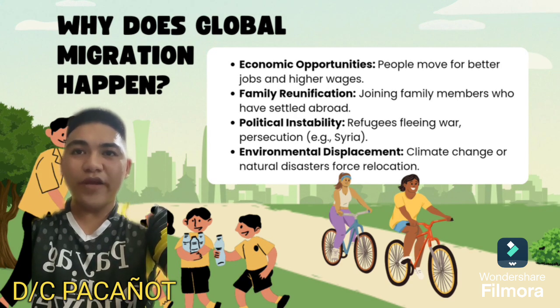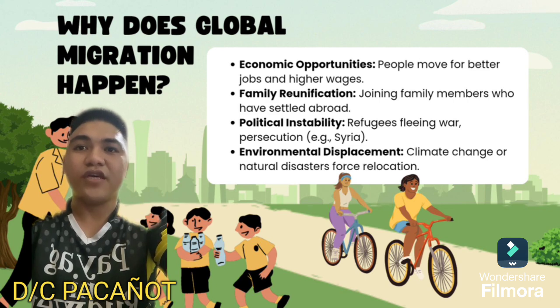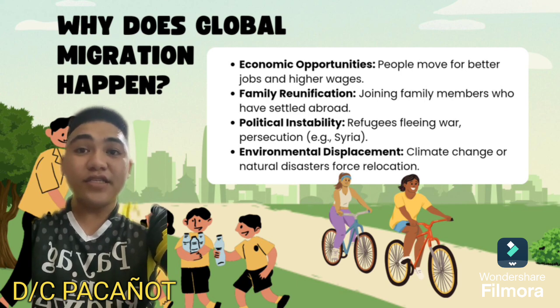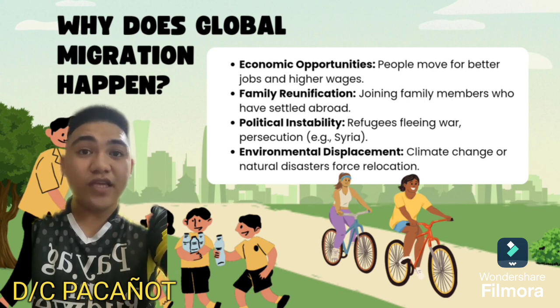Why does global migration happen? Global migration happens for several reasons: economic reasons, social reasons, political reasons, and environmental reasons. First is economic reasons. Many people migrate to find better job opportunities or higher wages. This is common in regions with significant income disparities.